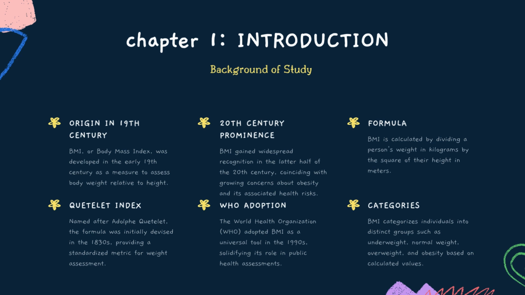Next, formula. BMI is calculated by dividing a person's weight in kilograms by the square of their height in meters. Next is category. BMI categorizes individuals into distinct groups such as underweight, normal weight, overweight, and obesity based on calculated values.